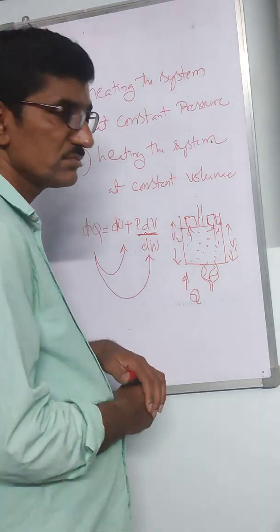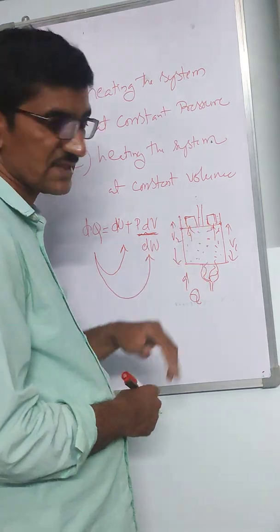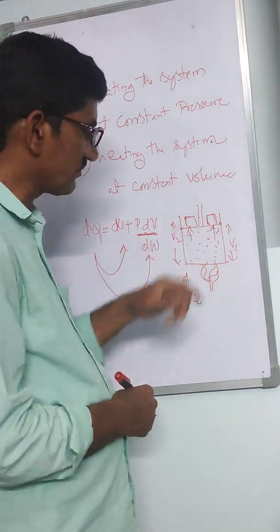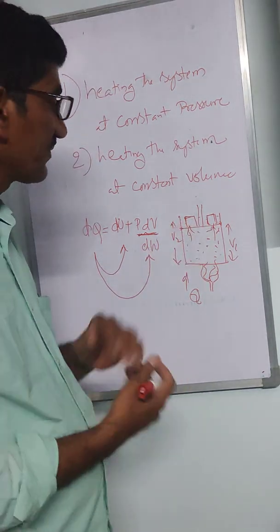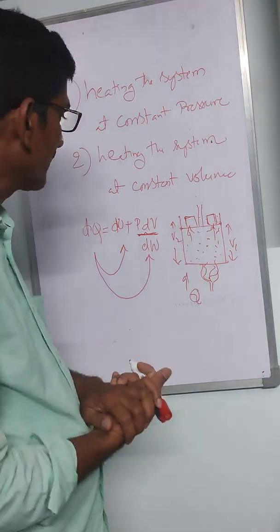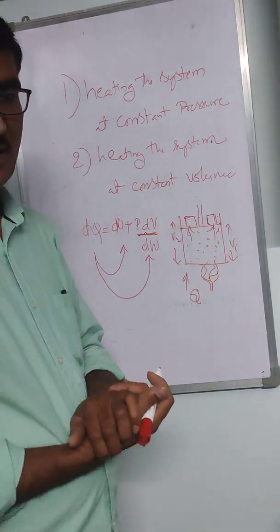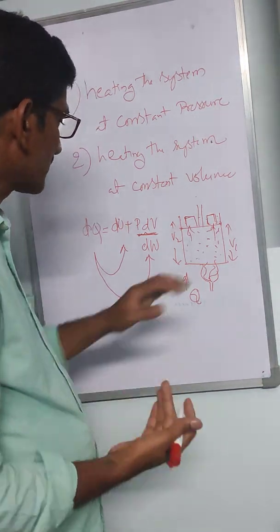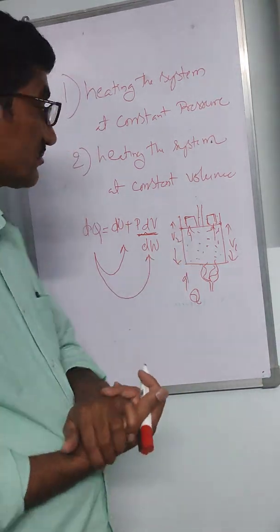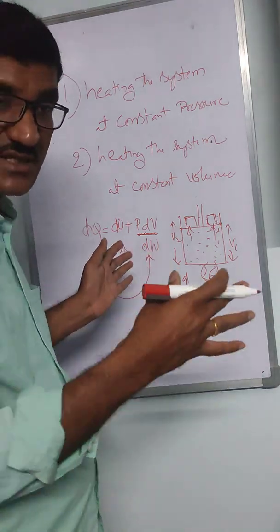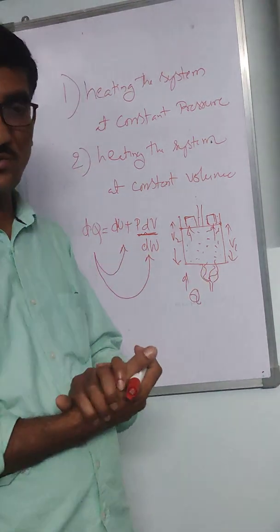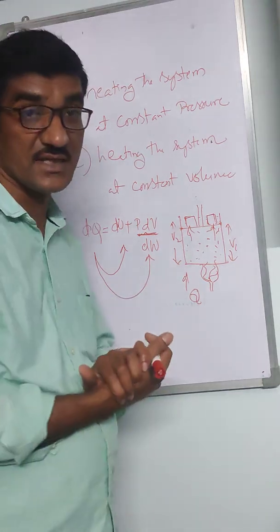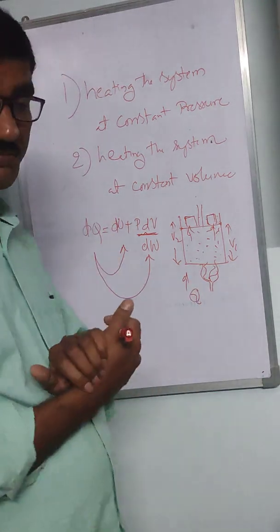What happens now? Here there is no scope for expansion. Why? Because here you are placing some weights. That means you are heating the gas at constant volume. Constant volume. Here the pressure may increase inside. As you go on heating, the pressure varies. But here the volume is fixed.